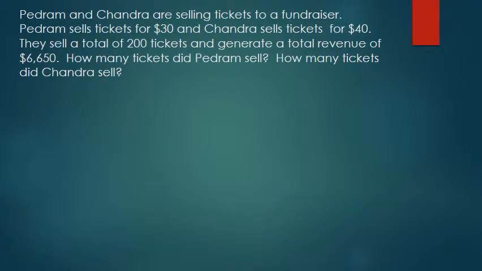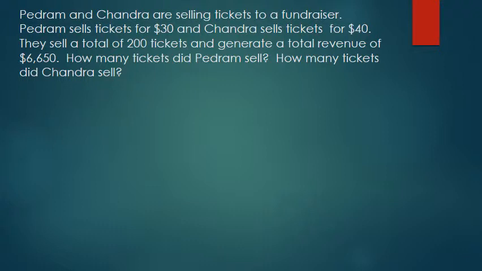Padram and Chandra are selling tickets to a fundraiser. Padram sells tickets for $30 and Chandra sells tickets for $40. They sell a total of 200 tickets and generate a total revenue of $6,650. How many tickets did Padram sell? How many tickets did Chandra sell?